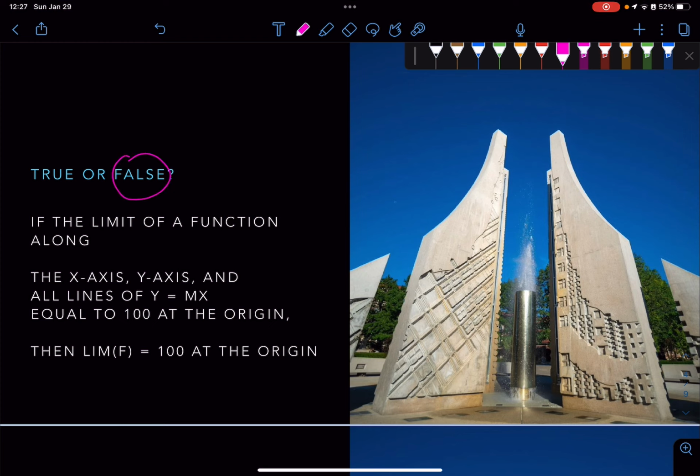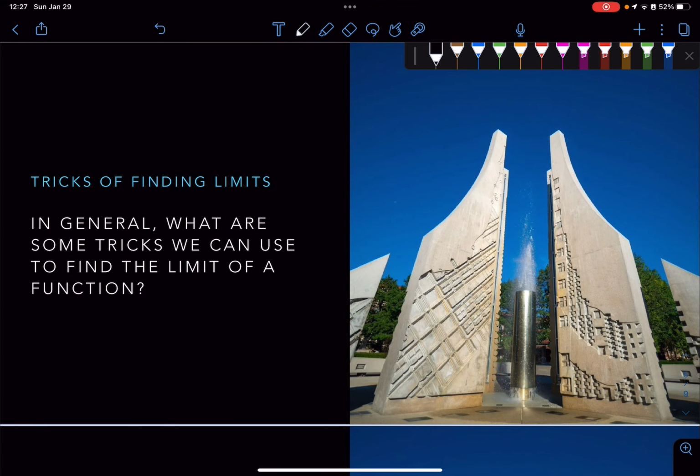Why is that? Well, you say, I have already approached from the x-axis, the y-axis, and all of these straight lines across the domain. Well, what about, let's say, a parabola? I'm approaching the origin along a parabola. What about a cubic function? So you have to do so much work to prove a limit exists compared to proving a limit does not exist. But that's not to say there is no way to prove a limit does exist.